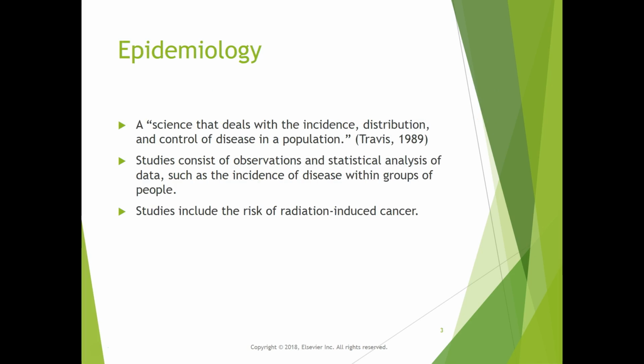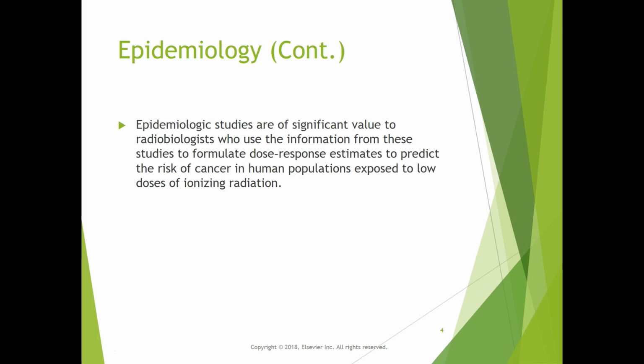The science that deals with these late effects is called epidemiology, and it's just a piece of it that's dealing with the radiation-induced cancer. This science deals with incidence, distribution, and control of disease in a population. What we're concerned with in epidemiology is the studies that include the risk of radiation-induced cancer. And radiobiologists will use this information that these scientists get to formulate dose-response curves to predict the risk of cancer in populations that have been exposed. So known exposures to a population.